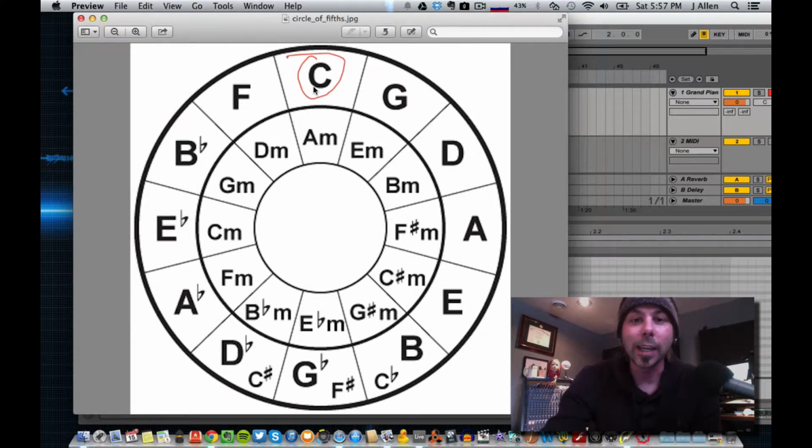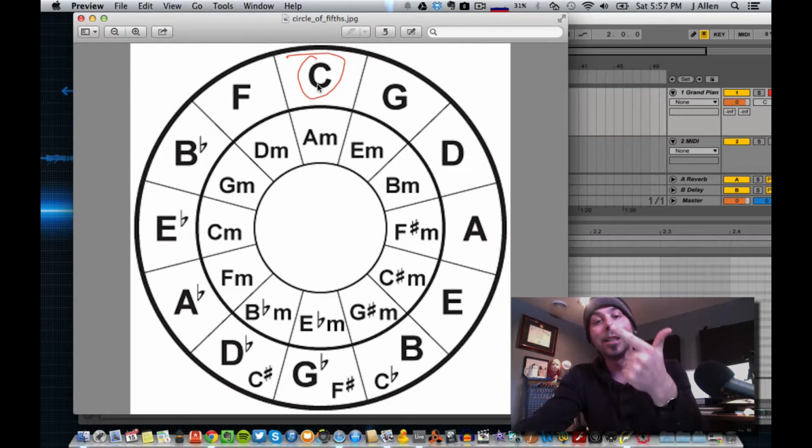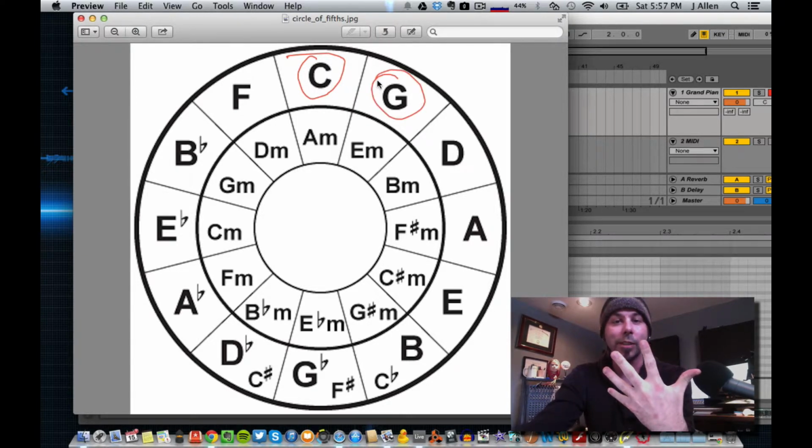So C, in the key of C, that's important. If we count up 5, remember C is all the white notes. So C, D, E, F, G. So a fifth away from C is G.